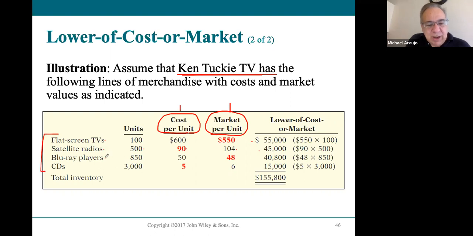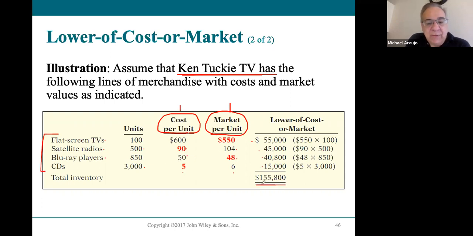They've got some Blu-ray players. Again, cost is $50. If they bought them again today, when they make up their reports, it would be $48. They're going to use the lower of the two to be conservative in their value of their inventory. And they've got lots of CDs, 3,000 of them. $5 was their cost, $6 to replace them. This is not accurate, obviously. CDs are definitely on the way out. And so $15,000 would be the conservative estimate of the value of the inventory.